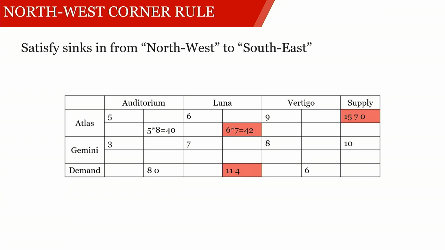Now we move on to the second source. So we're moving on to Gemini and we're satisfying as much as possible from there to Luna, which is 4, because we have a remaining demand of 4 in Luna. So we satisfy those, which means that now in the final step, we have a demand of 6 in Vertigo. We also have a supply of 6 in Gemini, so we satisfy those. And this gives us a total cost of 158.